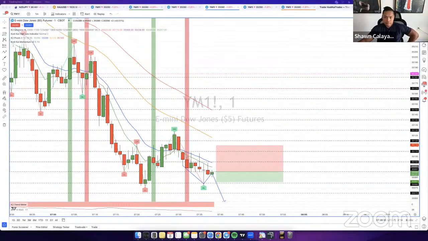We got about 20 seconds left. It's not looking like we're going to get an entry at this point because it looks like it's going to close above the line right there. If it closes above the 50, obviously no entry. It's going to have to close below it, but it's going to have to be a really small candle for that to really be the case.